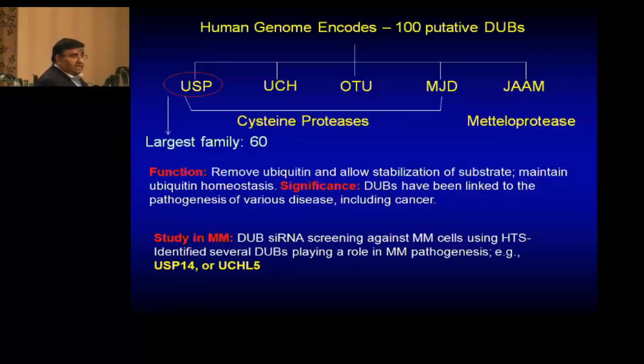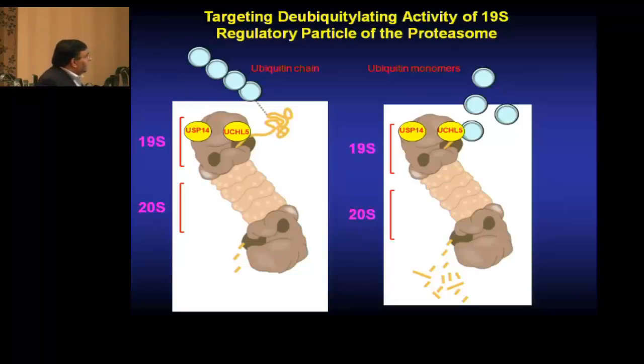We have begun to analyze DUBs in our multiple myeloma models, and we have started doing DUB siRNA screening against myeloma cells in a high throughput fashion. We have identified so far a number of targets, for example, USP14 and UCHL5. These two DUBs are of particular interest because they reversibly associate with the 19S regulatory particle of the proteasome. In doing so, they remove the ubiquitin from the polypeptide chains, allowing for polypeptide entry into the proteasome and its degradation.